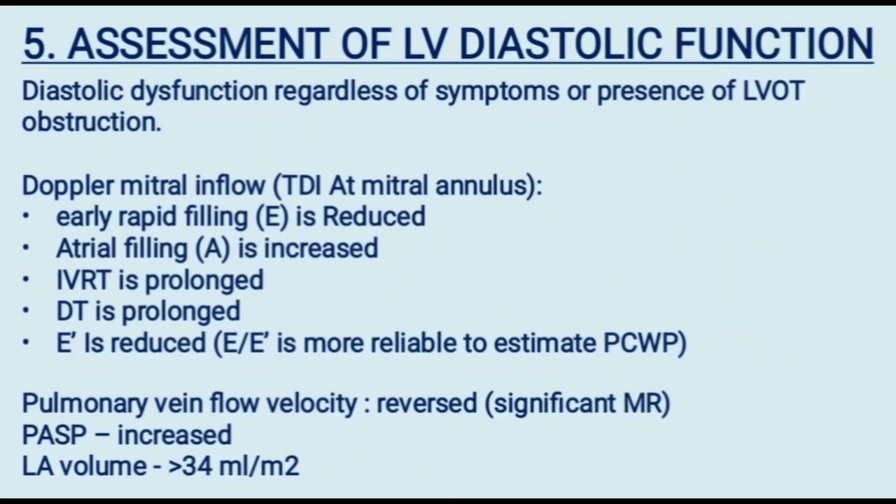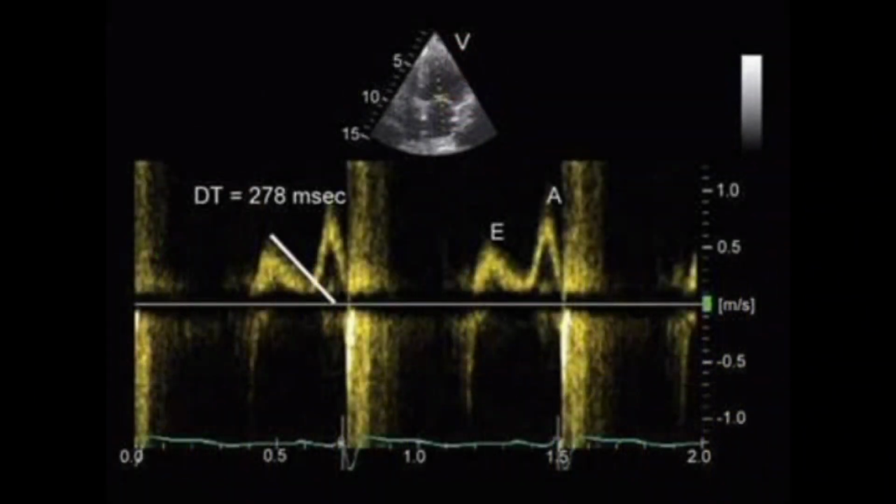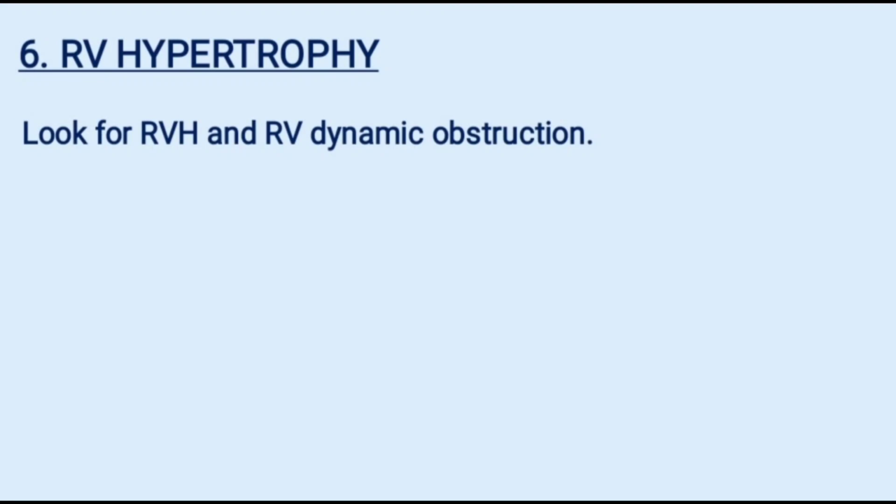The next parameter is LV diastolic function. Patients with HCM often have a pattern of LV diastolic filling consistent with impaired relaxation, regardless of symptoms or presence of LVOT obstruction. Typical changes include reduced E velocity, enhanced A velocity, prolonged IVRT and DT, increased duration of the pulmonary vein atrial reversal velocity, increased PASP and LA volume. LAV of more than 34 ml per meter square has been shown to have greater degree of LVH, severity of diastolic dysfunction and adverse cardiovascular outcomes. As you can see in this mitral inflow Doppler, the E wave is less than the A wave and the DT is prolonged.